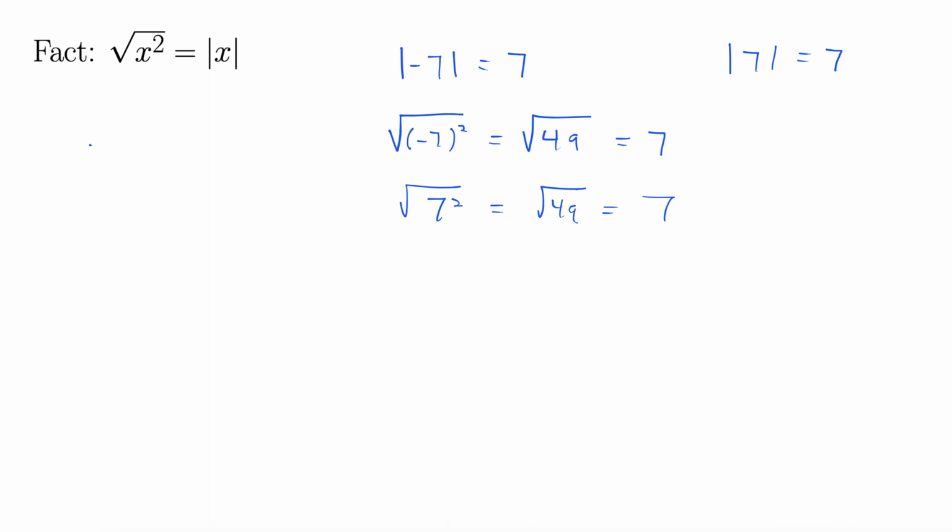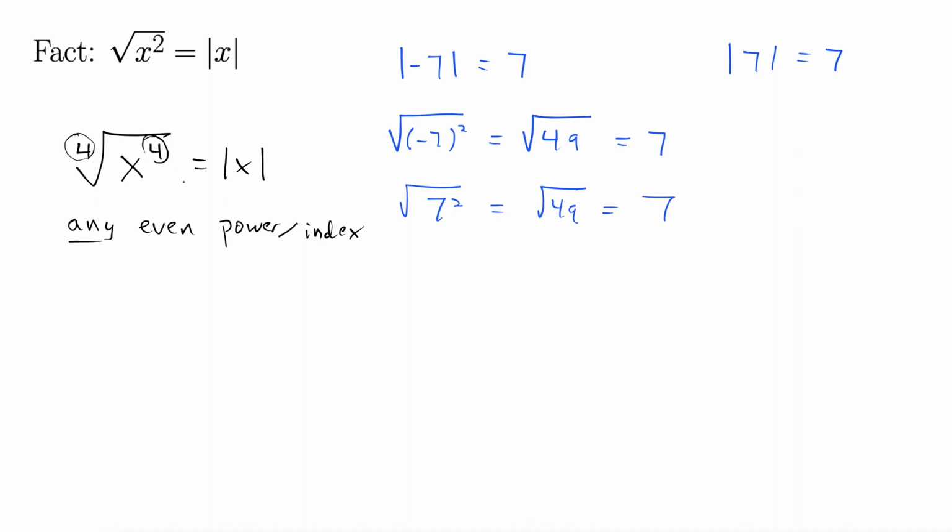This also works for any even power and index, right? So it could be 4th root of x to the 4th. That's also absolute value of x. So this works for any even power and index. What I mean by power is this one here, and then the index is the 4th root.